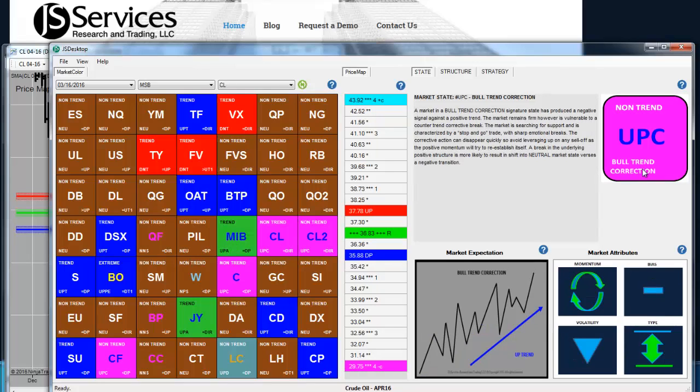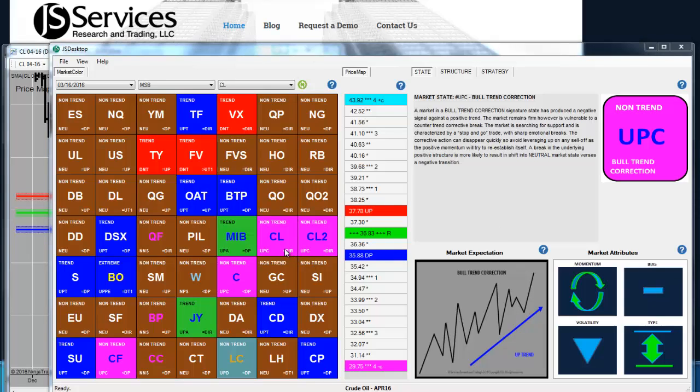Bull trend correction is a market state where the market has been trending, making higher move highs and higher move lows, and we've had a sharp corrective break against the trend. I like these states because they sometimes give you the opportunity to participate in that lower exhaustion spike and get back into the new trend move higher.